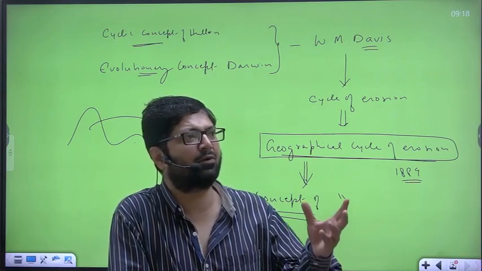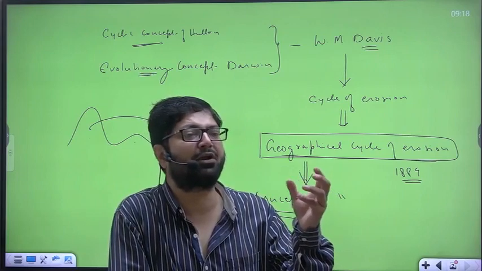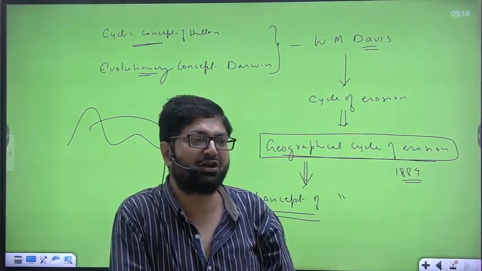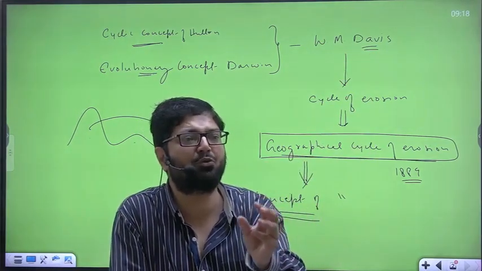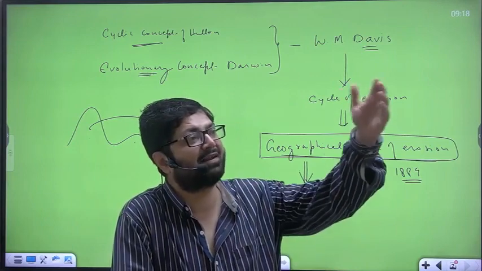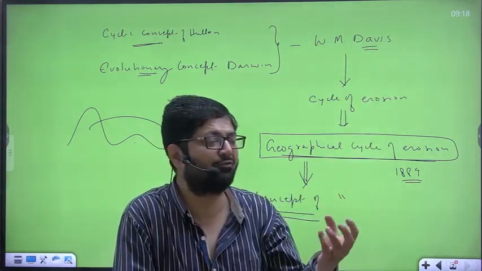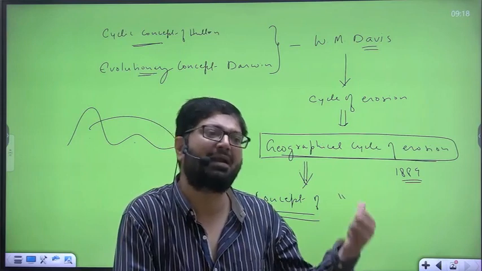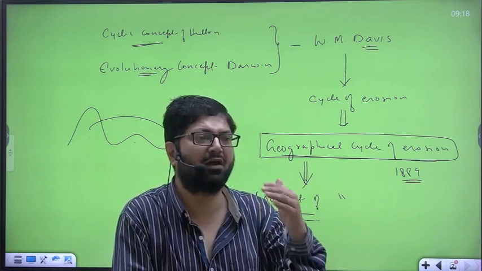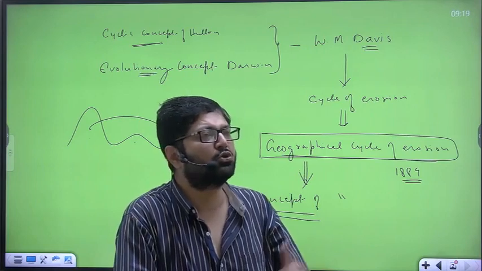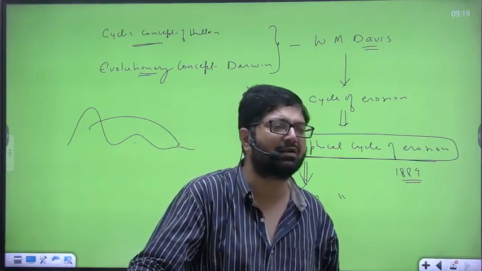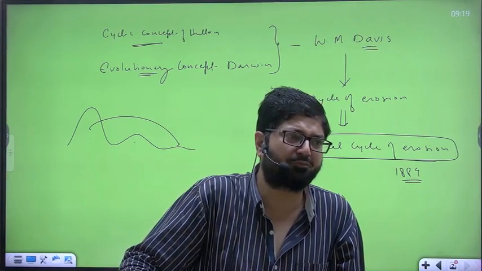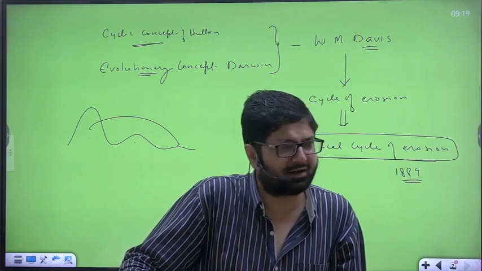See, in arid areas, wind happen to be the most important erosive agent. In glacial areas, glaciers happen to be the most important erosive agent. In coastal areas, sea waves happen to be the most important erosive agent. In periglacial areas, the process of congelifraction, freezing and thawing, happens to be the most important erosive agent. He did his research in middle latitudes, where rivers, that is fluvial, are the most important erosive agent. So his geographical cycle of erosion is also known as fluvial cycle of erosion or normal cycle of erosion. ठीक है? Let us start this topic.